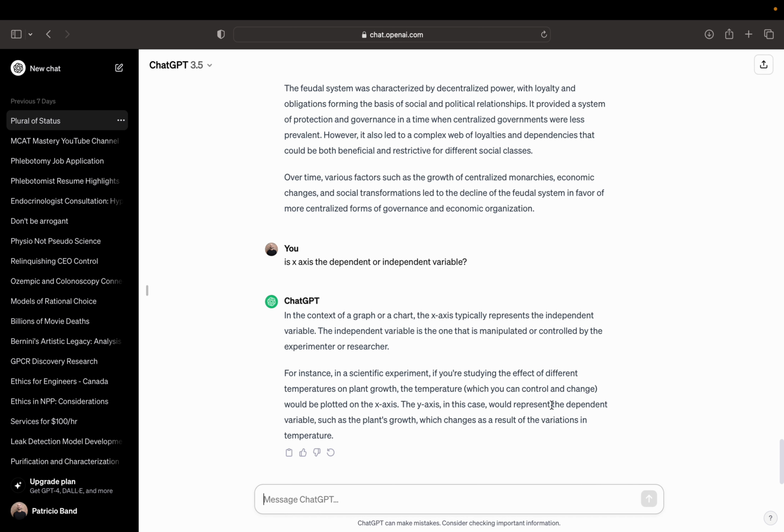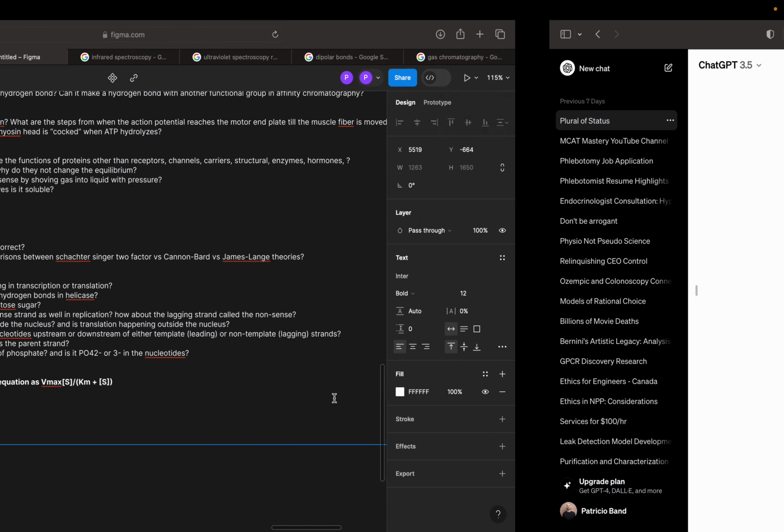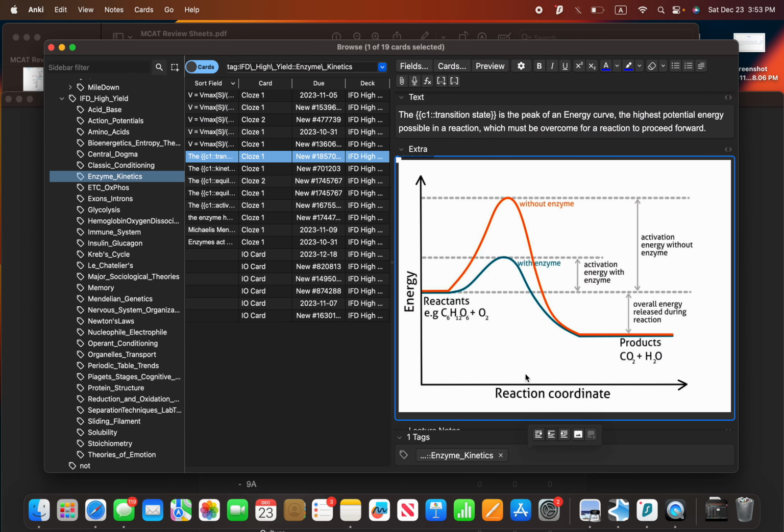and the y-axis is the dependent variable, such as the plant's growth, which changes as a result of the variations in temperature. So the dependent variable depends on the independent variable, and the independent variable, you can change it. So here you can change the reaction coordinates, whatever that is, and the energy is dependent on the reaction coordinates. So how the reaction proceeds with or without the enzyme, the energy depends on that.